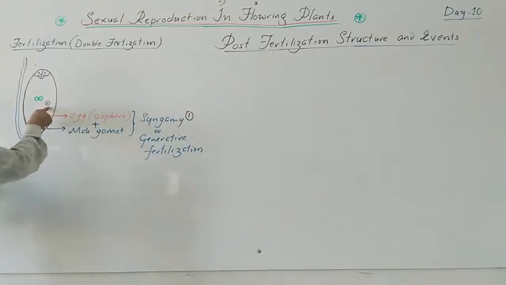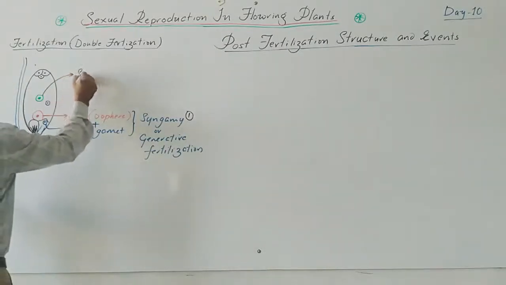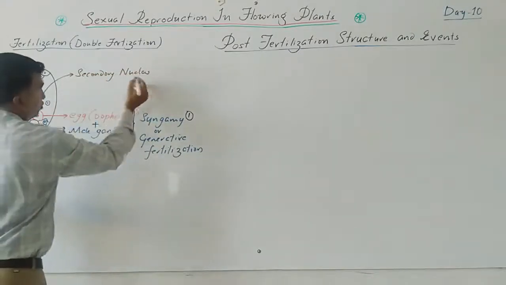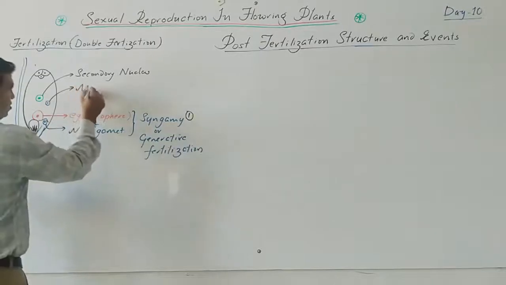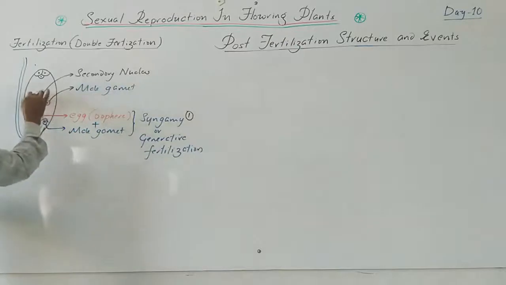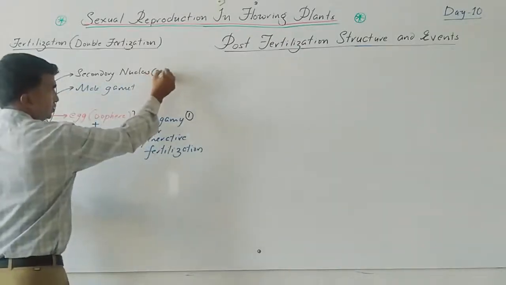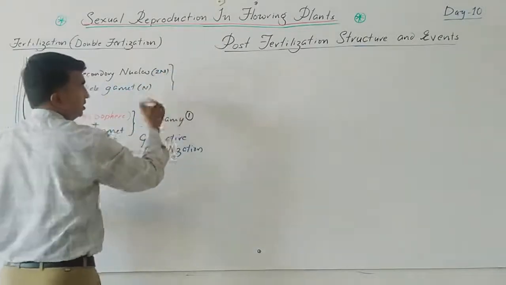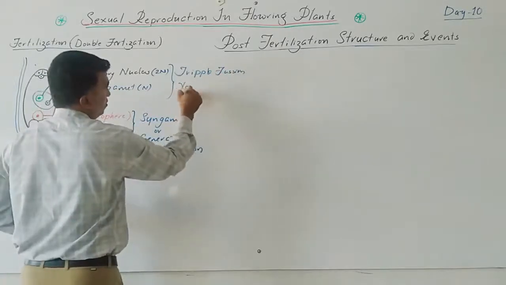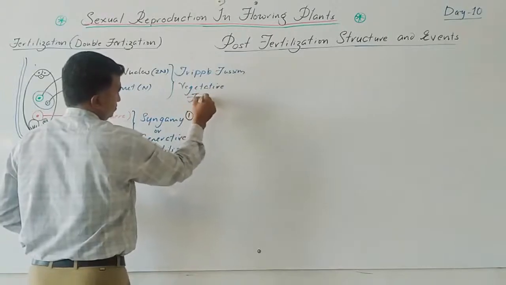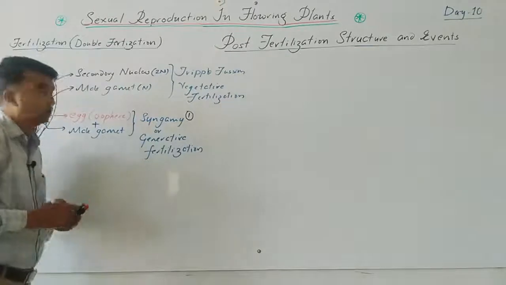Next, another male gamete fuses with the central nucleus. Before the union of this male gamete, these two green color structures, the polar nuclei, combine to form the secondary nucleus. So the secondary nucleus, or polar nucleus, plus the blue color male gamete. The secondary nucleus is diploid due to the fusion of two nuclei, and the male gamete is haploid. So collectively three nuclei are formed. This is called triple fusion, or vegetative fertilization. So this is the second event.